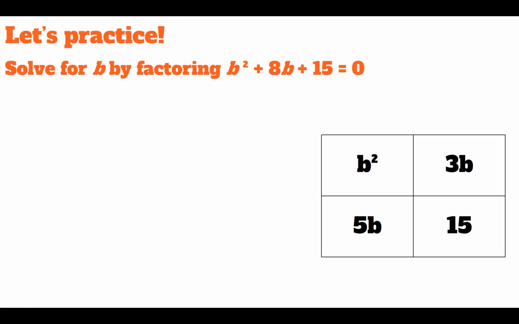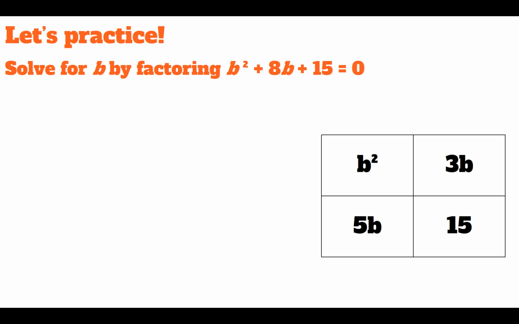So what is the largest thing I can divide out of b squared and 3b? Just the b. What's the biggest term I can divide out of 5b and 15? I can divide a 5 out of both of those pieces. So we already know one of my factors is b plus 5.